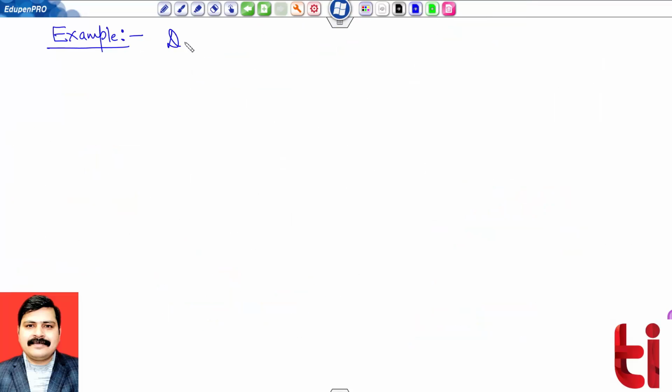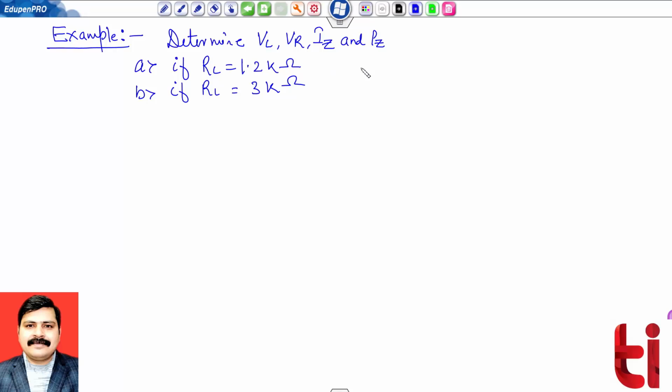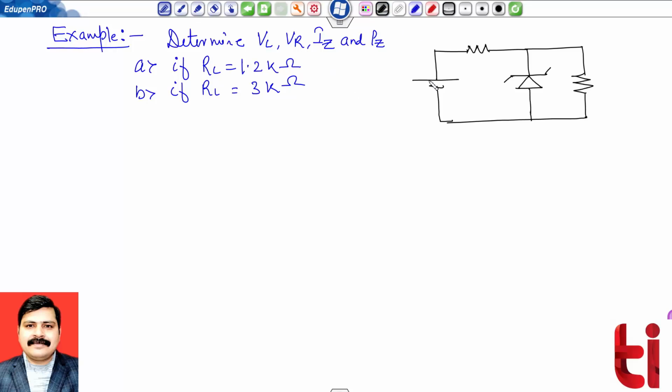So determine VL, VR, IZ, and PZ. Part A: load resistance RL is given as 1.2 kilo ohm, 3 kilo ohm, and the remaining data is given in the circuit diagram.